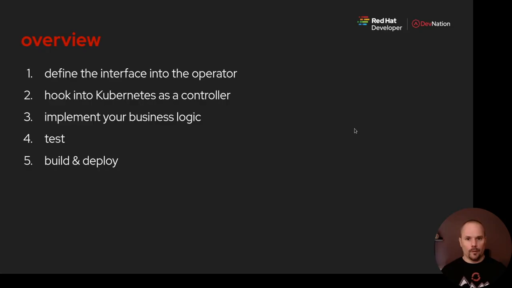So let's start with an overview of the variety of steps that it's going to take to build an operator. I think it makes sense to lay these out first, and then over the next couple slides after that, we're going to dig into each of these pieces individually. So the first thing you're going to need to do is define your interface into the operator. Again, these are the resources that we saw in the Kafka operator that gave us the Kafka broker, the topics, and so on and so forth.